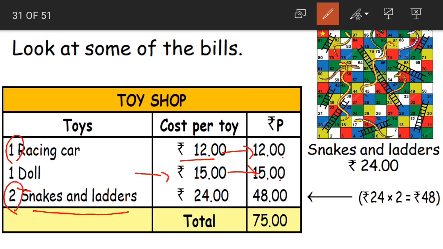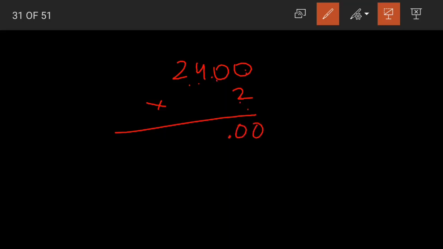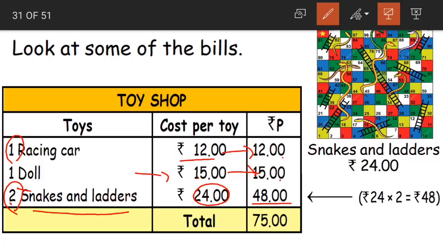Two snake and ladders. But here 24 rupees is the cost per one snake and ladder. We have bought two. So how much should we pay? We should multiply with 2. Yes, 24 rupees 0 paise into 2. 2 zeros are 0, 2 zeros are 0, 2 fours are 8 and 2 twos are 4. Yes, the point after 2 digits from the right. Now what is our answer? 48 rupees. The cost of two snake and ladders is 48 rupees.